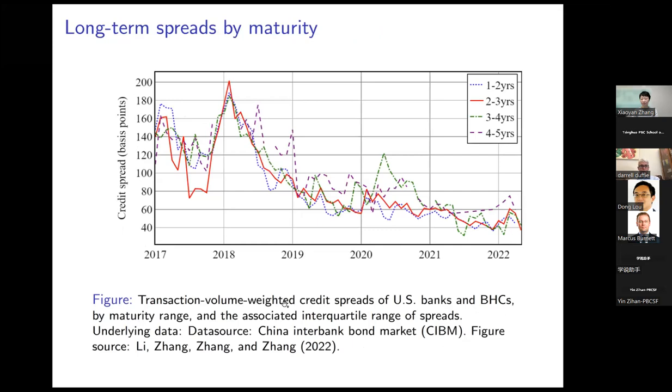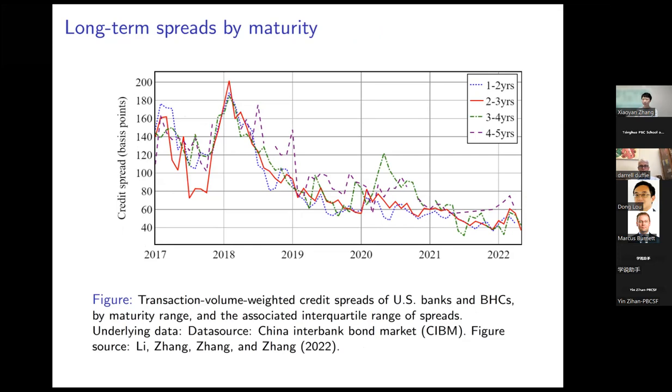Here are the spreads of each of the maturity buckets from Xiaoyan's paper. So 1 to 2, 2 to 3, 3 to 4, and 4 to 5. And remember, for long-term AXI, you just take the weighted average within each of these maturity buckets, weighting by the outstanding amounts of issuance over the past year of the spreads shown for each of these buckets.